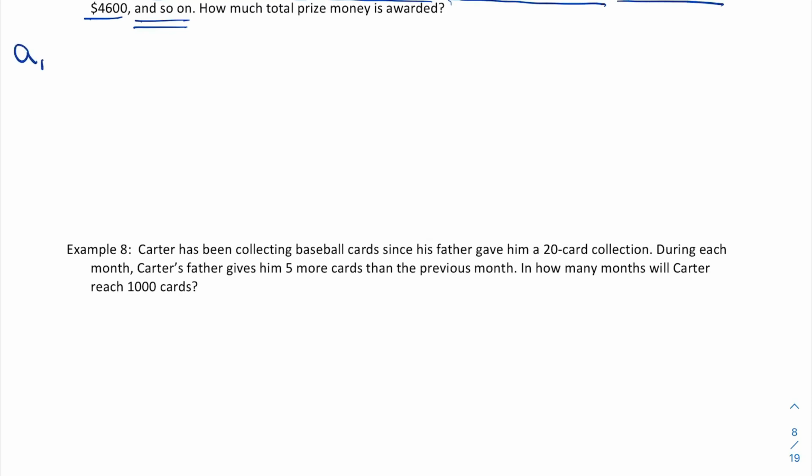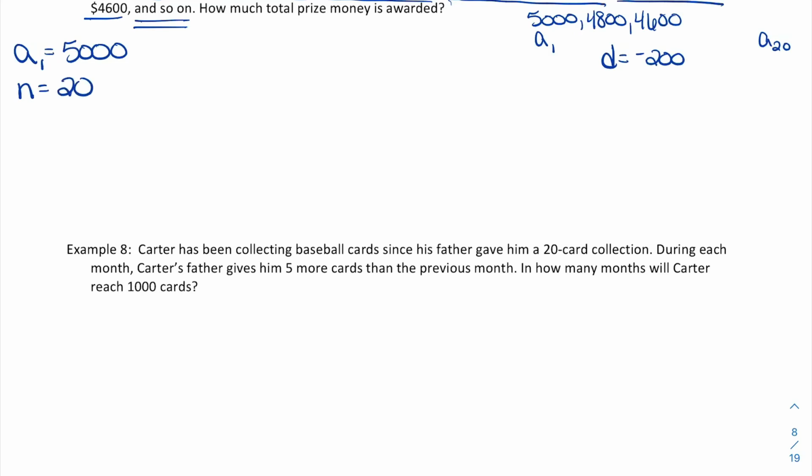So we have an a sub 1, first place gets $5,000. Well, so what we have is 5,000, then 4,800, then 4,600, all the way up to a sub 20. Here's my a sub 1, all the way up to a sub 20, which I'm not sure what that is, but I know that my difference is going down by 200 every time. So I know that n, the number of positions, is 20, and I know that d is negative 200.